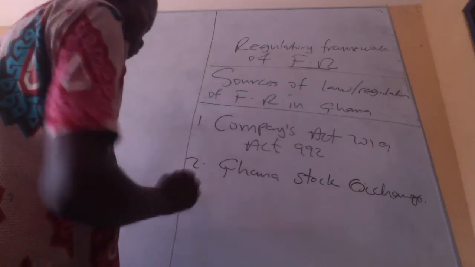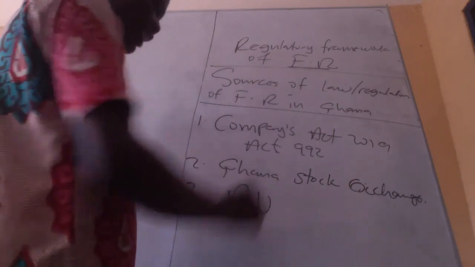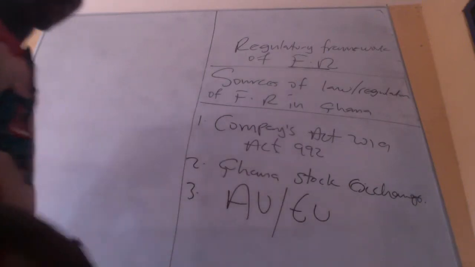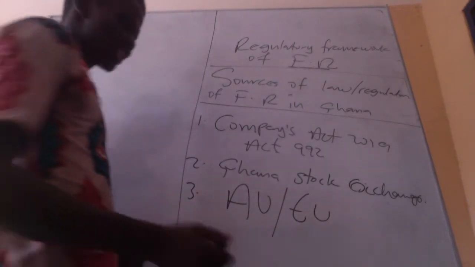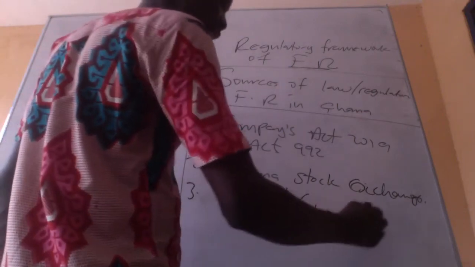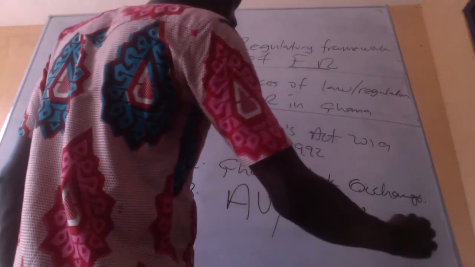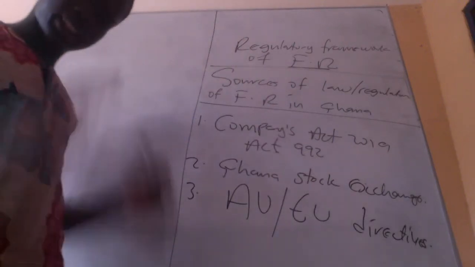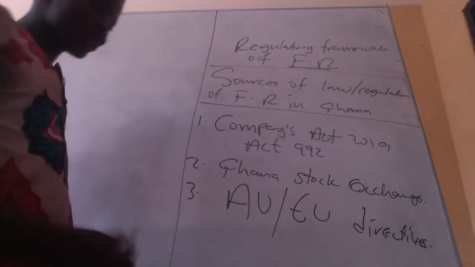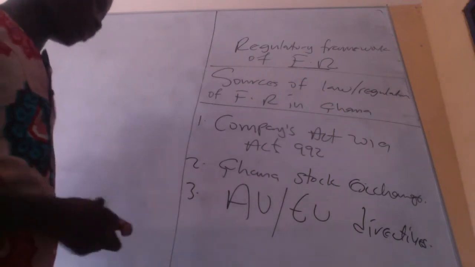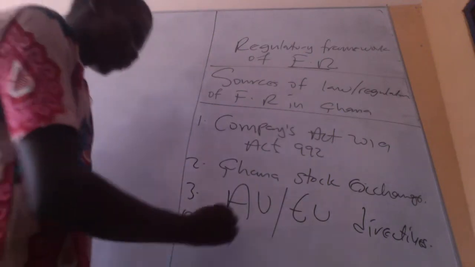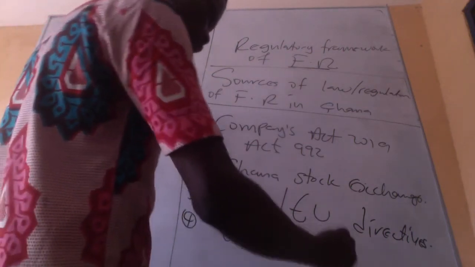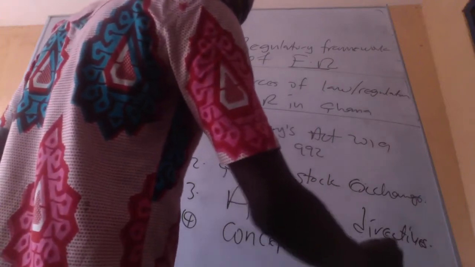The third one is probably the African Union or European Union, the union that your country belongs to. This also gives us directives or instructions on what to report, show, or declare, which may be stated by the union. Then the fourth one is the conceptual framework. Good news, we've done it.